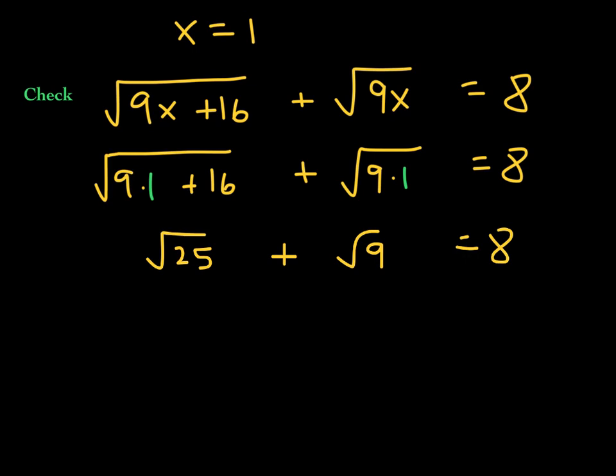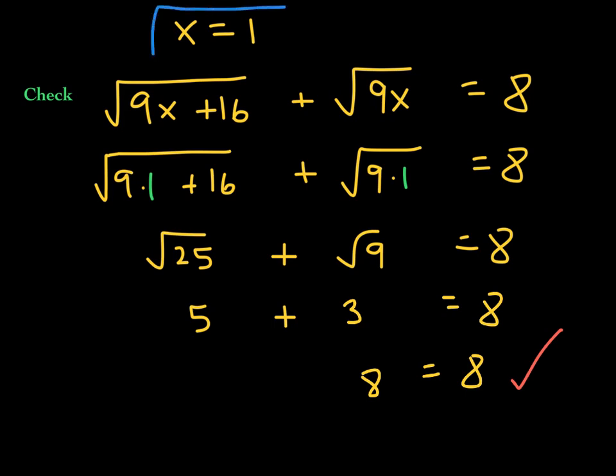The square root of 25 is 5. The square root of 9 is 3. 5 plus 3, yeah, that's 8 indeed. This definitely works. This solution here, this proposed solution, is my one and final answer.